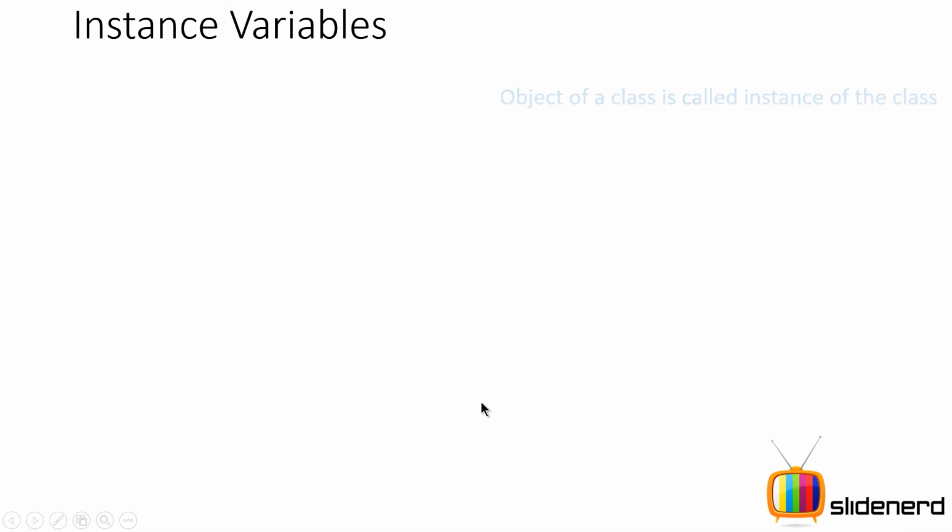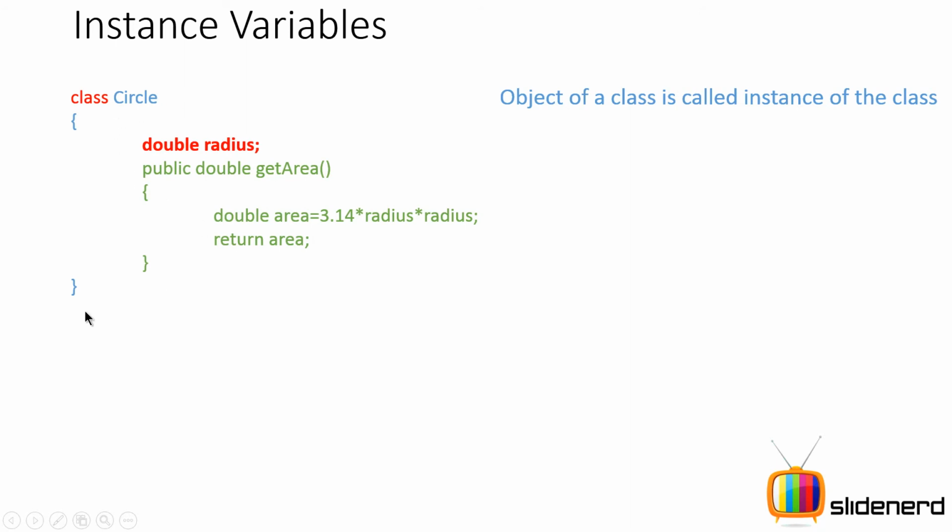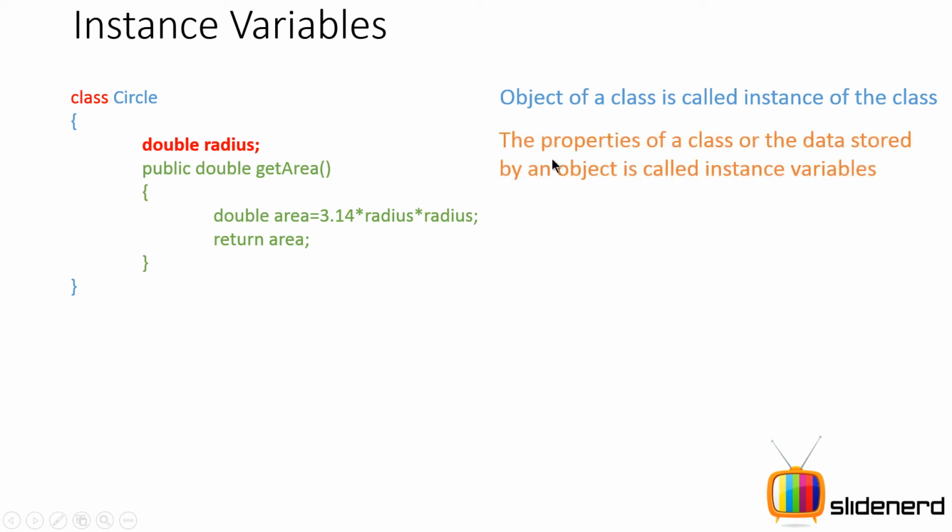Now let's talk about instance variables. An object of a class is called an instance of the class in Java. So take an example again, class Circle with double radius. Take a careful look. This double radius is defined outside any and every method that you can have inside the class, but it's inside the class Circle. Any such variable is called an instance variable, or a direct property of the object Circle. So the properties of a class, or data stored by an object, are called instance variables. For example, if you had a Student, you could have the name, the address, the date of birth, or the marks as instance variables, outside every method but inside the class.